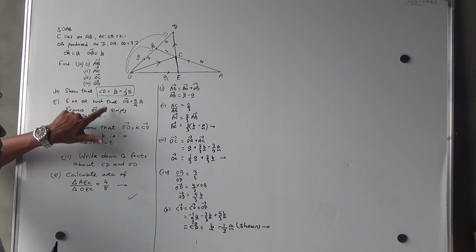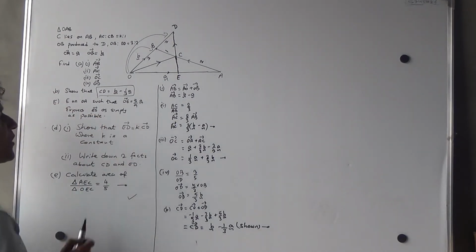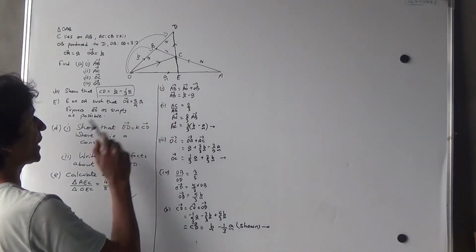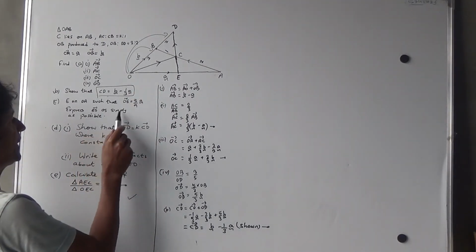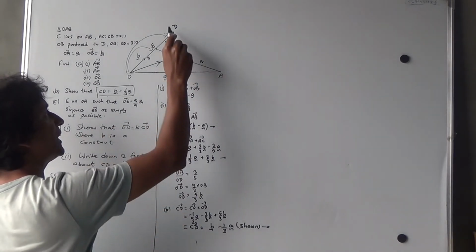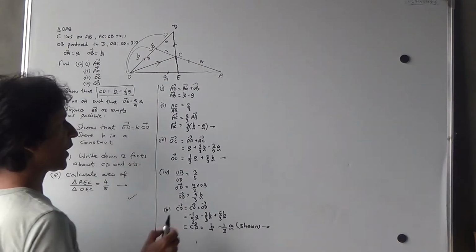E on OA such that OE is 5/9 OA. So OE is 5/9 vector A. Express ED as simply as possible. We need to express the vector ED. Now, how can we find ED?